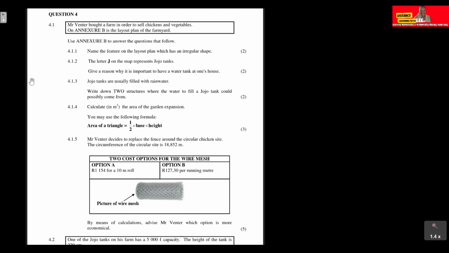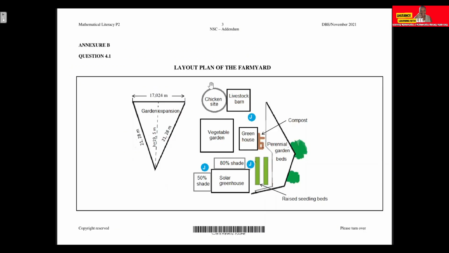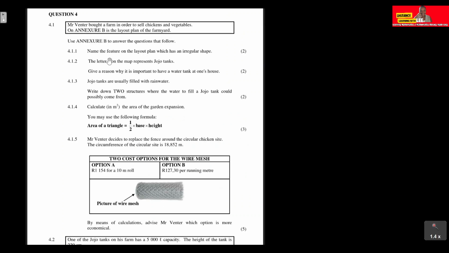Question 4.1 says Mr. Fenter bought a farm in order to sell chickens and vegetables. On Annexure B is the layout plan of the farmyard. So we're given Annexure B here, and this is the layout plan of Mr. Fenter's farm. Question 4.1.1: name the feature on the layout plan which has an irregular shape.